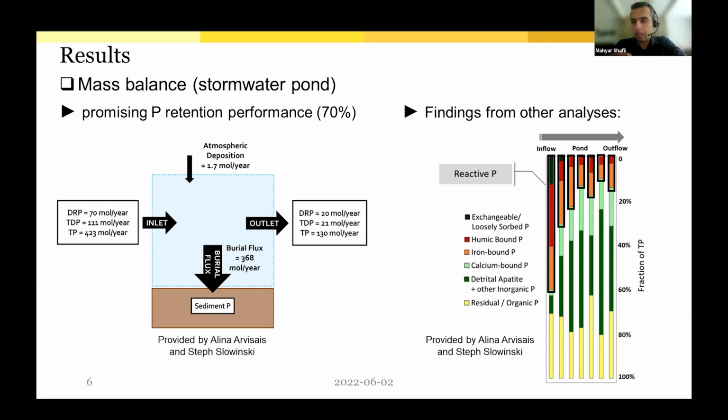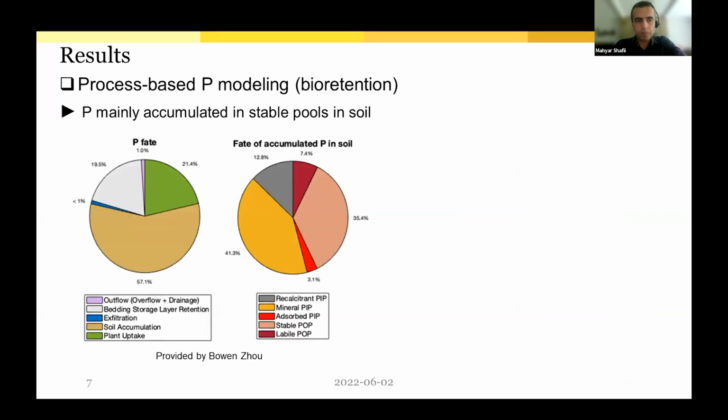And the calcium-bound phosphorus is actually formed by the formation of calcium phosphate phases. It needs high pH and calcium in the area. That was the case in this study site. And that's why we hypothesize that process is one important mechanism of phosphorus retention in this pond.